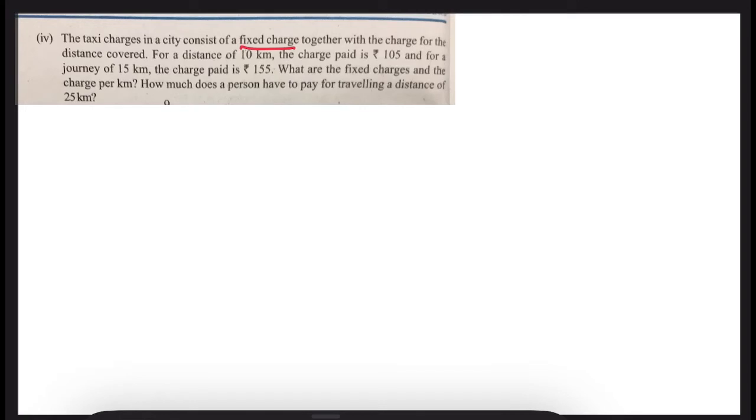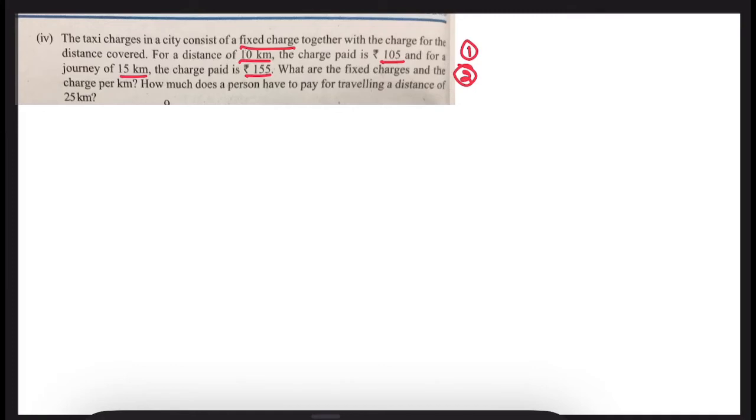Similarly here, it depends upon the distance you travel. For a distance of 10 kilometer, the charge paid how much? 105 rupees. This is our first information. What is second information? For a journey of 15 kilometer, the charges is 155. This is our second information. So he is saying, what are the fixed charges and the charges per kilometer? These are our variables x and y we can take.